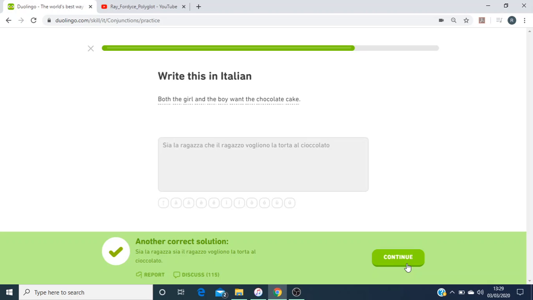What was another correct solution? Sia la ragazza, sia il ragazzo. Okay, so if you want to say both, you can say sia and che for the two things, or you can say sia and sia. Something they should cover in the notes, because that's quite a big grammar point.